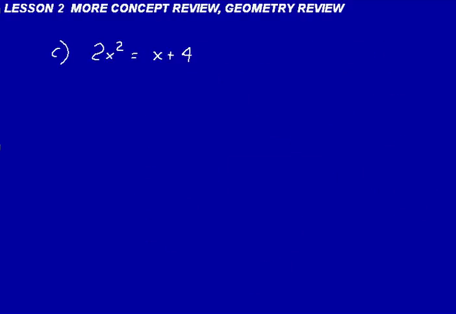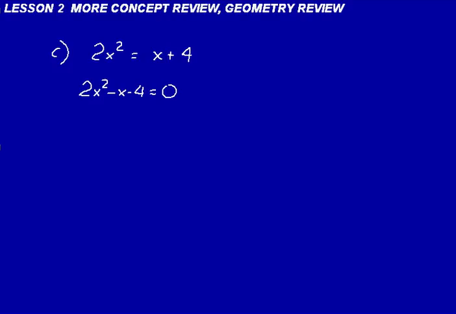Let's look at practice problem C. I want you to solve this by completing the square. So remember what you do on these. You set it equal to 0. 2x squared minus x minus 4 equals 0. And when you're solving for an equation like this, you're solving for the roots. Sometimes we call them zeros as well.